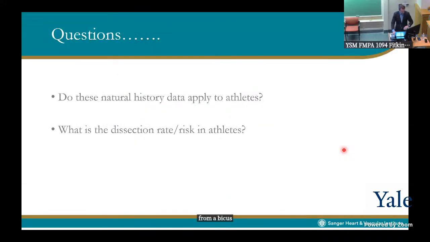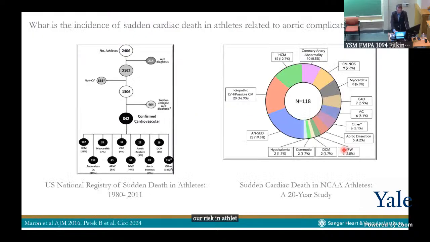It's very rare to get a dissection from a bicuspid valve. But the question is, do these natural history data apply to athletes? And what is the dissection rate or risk in athletes? So we go back to these data sets that we looked at earlier here, and we can see in the US registry, about 4% of athletes died from aortic rupture. And in the NCAA, it was about the same, 3 to 4% of athletes died from aortic rupture.